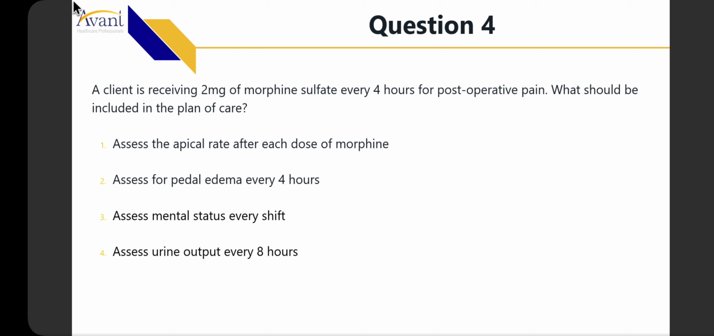Assess mental status every shift. Well, a lot of you said that it would affect the nervous system, would affect level of consciousness, and we know that morphine could cause drowsiness. So I think checking a mental status is appropriate, don't you? But let me ask you this. Let's go back to the question. They're getting morphine every 4 hours. Are you going to wait to the end of the shift to check the mental status?